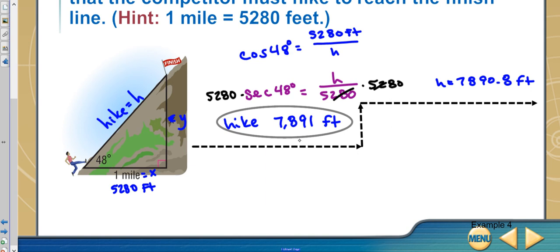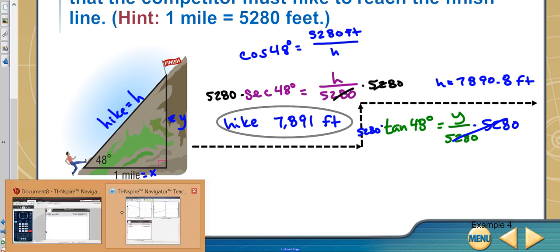So then we would say SOH CAH TOA, tangent is Y over X. So tangent of 48 degrees, again I take the angle from the x-axis, is going to be equal to Y over X, because tangent is Y over X. Now if they wanted to know the altitude, we'd use this, and of course we're one step away. We just multiply by 5280. If I multiply both sides by 5280, I should get the answer here. And so let's go do that.